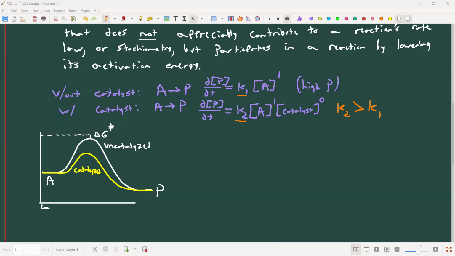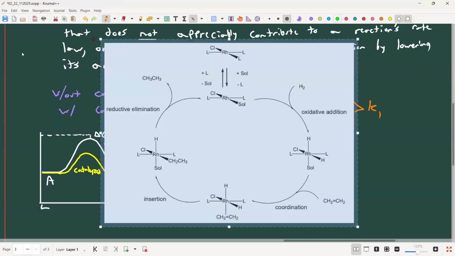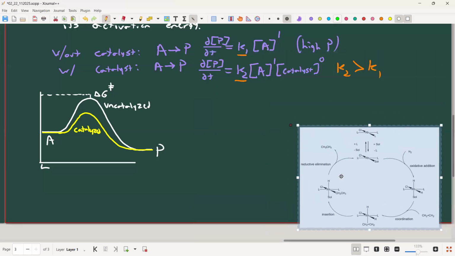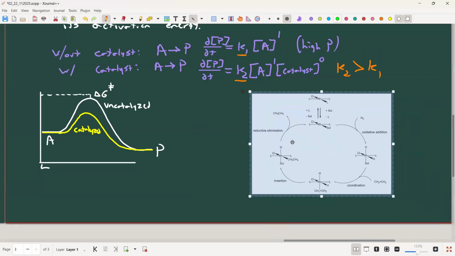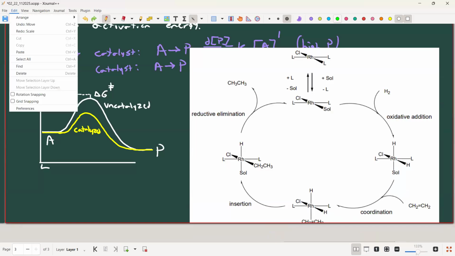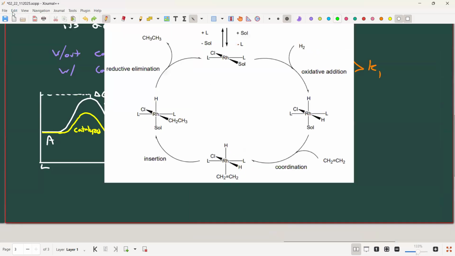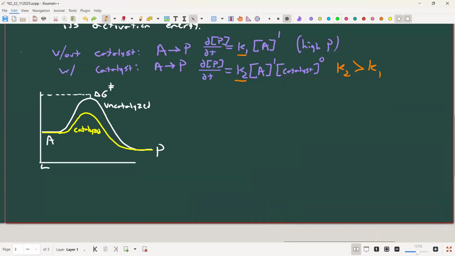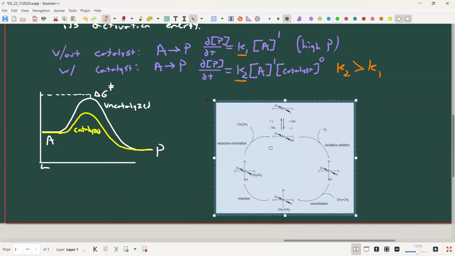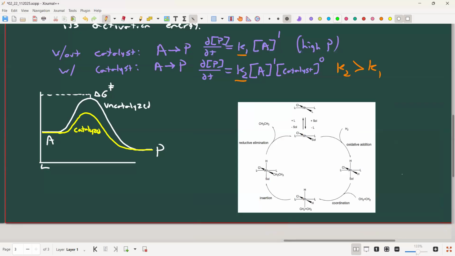So here's an example of a classic catalysis from inorganic chemistry. So let's look at this catalytic cycle really quickly. Just an example, and I'll walk you through it. It's really simple. Are there steps like this for every reaction? No, of course not. This is just a specific reaction.